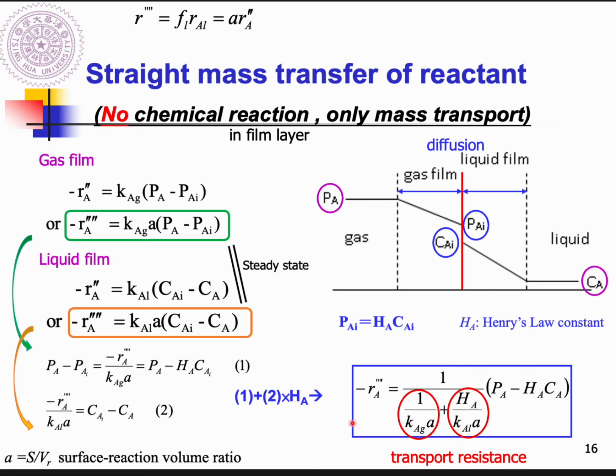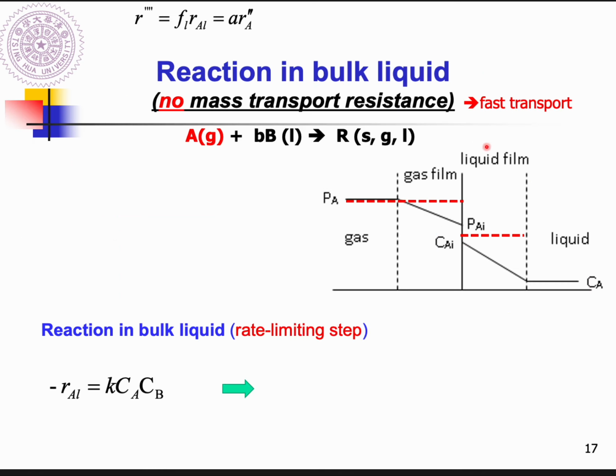But in this case, for heterogeneous fluid chemical reactions, the transport resistance in the gas film is expressed like this, and in the liquid film can be expressed like this, and this will serve as the driving force. So this is the first part, the mass transport of reactants. Then next, when A enters the bulk liquid, it will probably react with B.